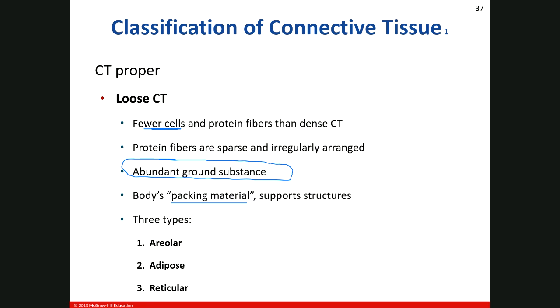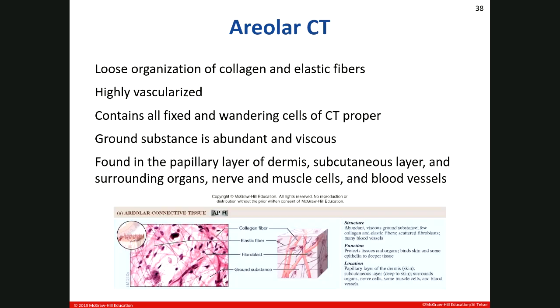You know, we're just filling space in the body here with this type of connective tissue. And it's a great type of connective tissue because, again, we can get blood vessels to grow into it, okay? So there's three types: areolar, adipose, and reticular, okay? So the first one here is going to be the areolar. All right, so you're going to have collagen and elastic fibers.